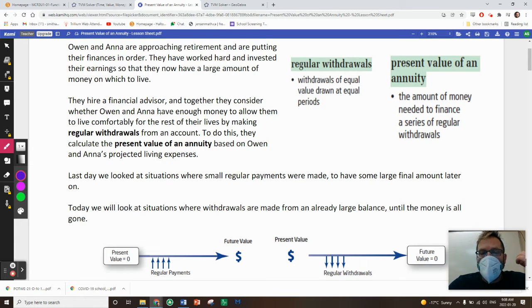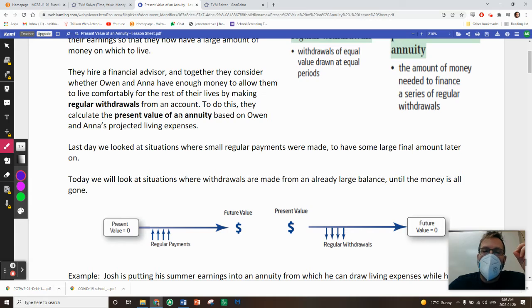But together, they consider whether Owen and Anna have enough money to allow them to live comfortably for the rest of their lives by making regular withdrawals. By regular withdrawals, we simply mean the same amount, the same time frame. Like the same amount every month or every 2 weeks or twice a month. Some people like to do that depending on how they were paid before they retire.